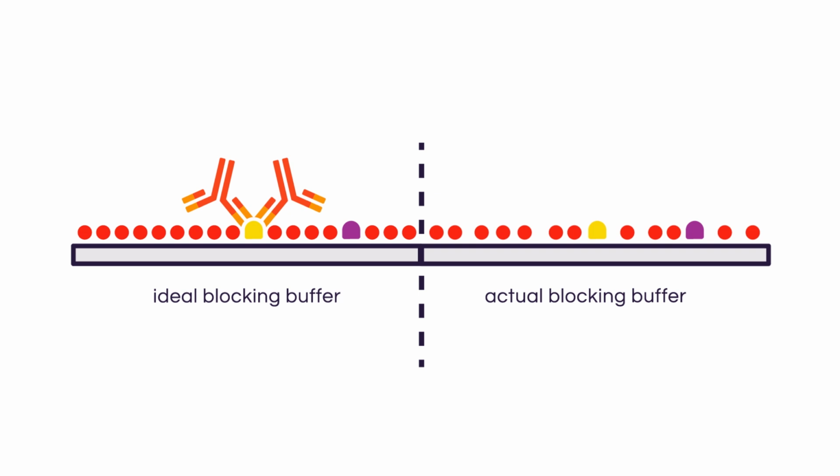In theory, any protein that has affinity for the membrane but no affinity for a target protein should be able to be a blocking agent. However, reality is not that simple. Let's think about it. Membranes have different properties. PVDF and nitrocellulose are not the same thing.